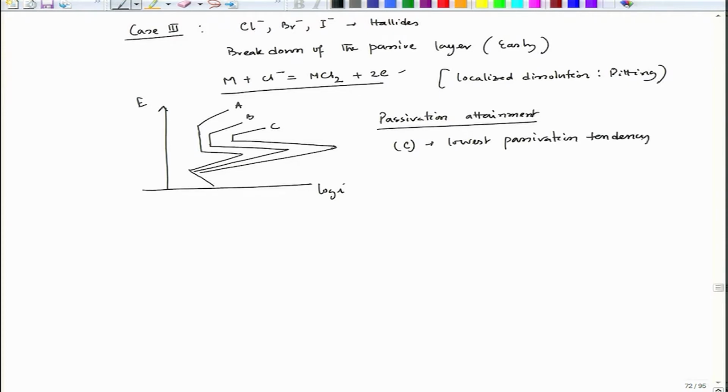Why? Because its I critical of C is greater than I critical of B, greater than I critical of A. Now, how does it make sense? Because higher the I critical, lower would be the formation of metal oxide layer on the surface, and that would also reduce the tendency for the coverage of the metal surface.